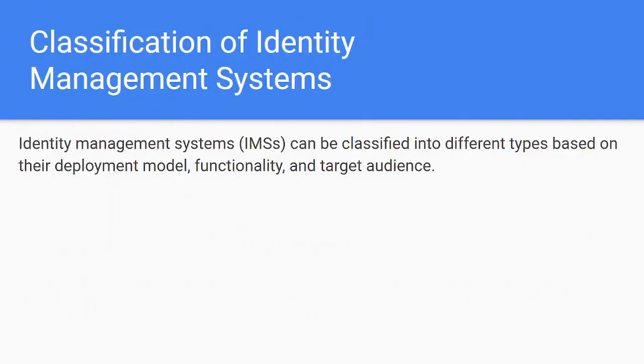So classification of identity management system. If we want to classify them now, identity management systems can be classified into different types based on, number one, their deployment model, their functionality, and their target audience. So it's classified based on different types. Number one, their deployment model: how are they deployed? Their functionality: what are they used for? And their target audience: who wants to use it? Who are the people that they have built this identity management system for?